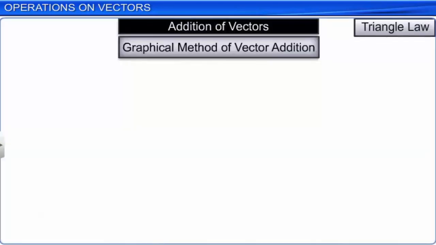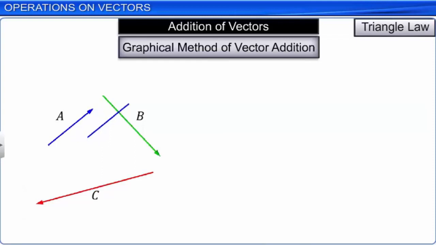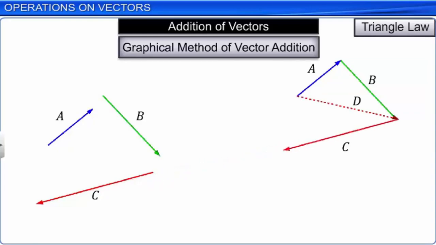Similarly, add B and C to get E. Then add A and E to get R, which is the final result. Here, A plus B plus C is equal to R in every case. This proves that vectors obey the associative law of addition.